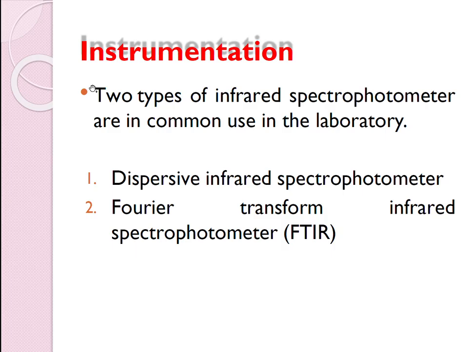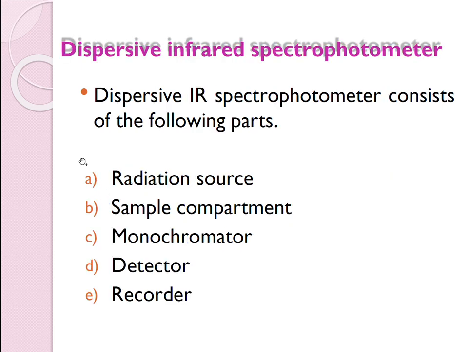So let's discuss the instrumentation of the FTIR machine. This instrumentation is much like that of spectrometry and spectrofluorometry. It can be of two types, dispersive IR and FTIR. So here is the instrument, which contains a radiation source, sample compartment, monochromator, and detector recorder.